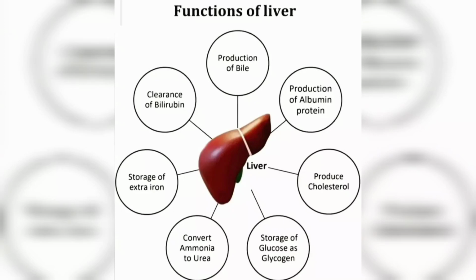Then the next one is storage of glucose as glycogen. Glucose is stored in the form of glycogen for future use. Then the next function is to produce cholesterol. Cholesterol is produced by the liver. Then the last and most important function is production of albumin protein. So these were the functions of the liver.